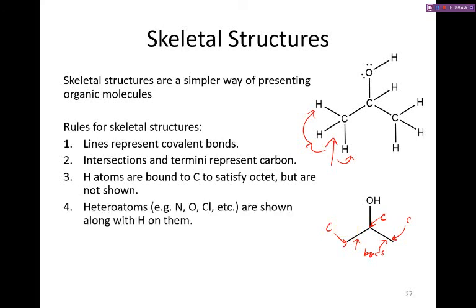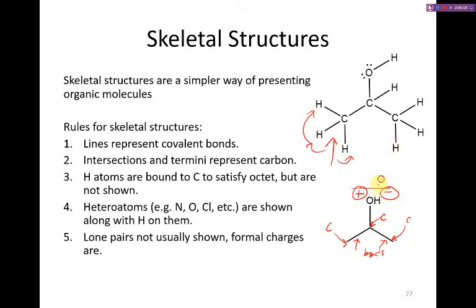The fourth rule is that heteroatoms are shown, and the hydrogen atoms on them are shown. And that's very important because of the last rule, in that we don't show the lone pairs. So if we didn't show the hydrogen atom here on this oxygen, then it would be implying that there are 3 sets of lone pairs. And so we have to be very explicit in demonstrating when there are hydrogen atoms on the heteroatoms. And then finally, if we did have a formal charge, +1 or -1, then that would be shown explicitly in the skeletal structure.